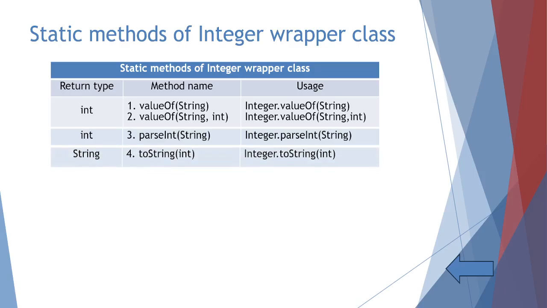Fourth method is toString. It is also a static method, so we use Integer.toString, which accepts an int primitive type and returns a string. So the first three take strings as parameters and return int primitive type, whereas the fourth one takes int as a parameter and returns a string.